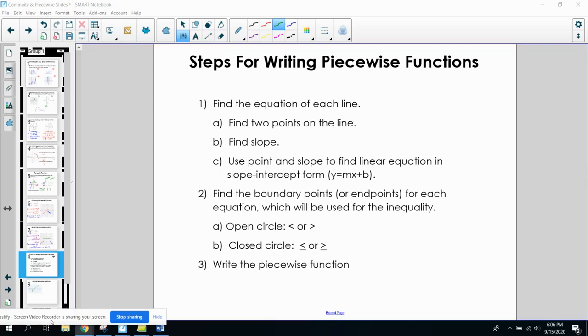So we looked at how to graph a piecewise function, and now we're going to do the opposite and learn how to write the piecewise function given the graph. Here are the steps for writing a piecewise function.